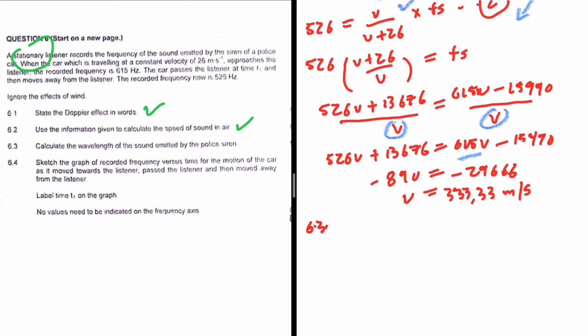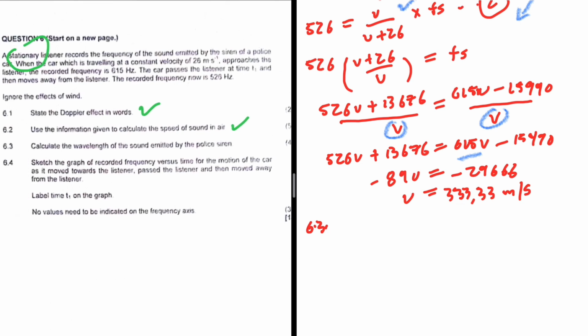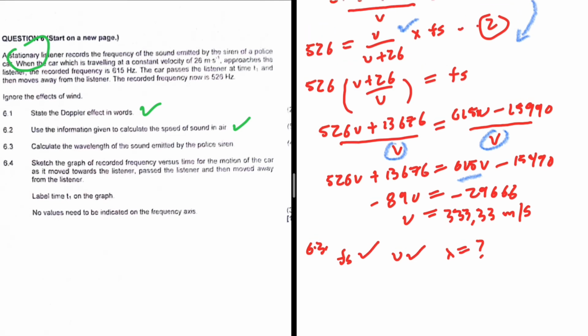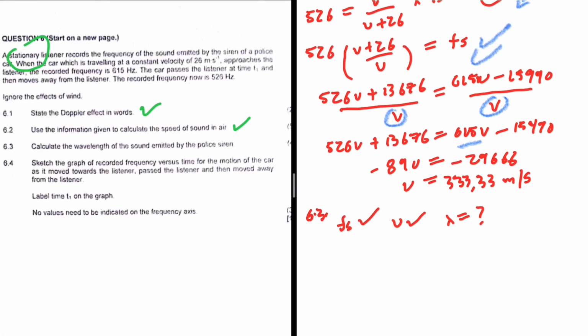6.3: calculate the wavelength of the sound emitted by the police siren. That is out of 4 marks. So the siren emits Fs. This is what the siren emits. And then V is 333.33 meters per second. We are looking for the wavelength. Fs we can calculate, but at this point we don't have it. So how are we going to calculate Fs? We have this equation here, so we're going to use that equation to calculate Fs.